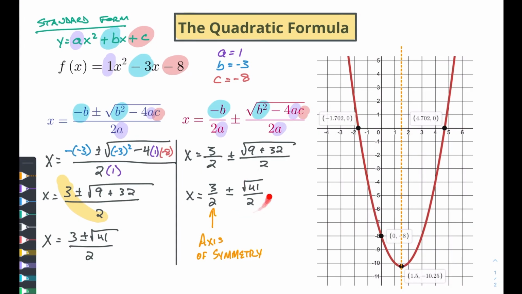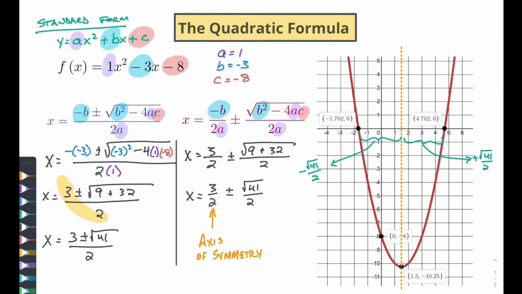What is this plus or minus square root of 41 over 2? This distance right here is plus square root of 41 divided by 2, and this distance right here is minus square root of 41 divided by 2. So that distance from the axis of symmetry to one of your solutions and to the other solution is just this other piece that we're adding or subtracting on there. And that's something that I don't think people always realize. So I think it's a nice thing to have an understanding that that's where this comes from.